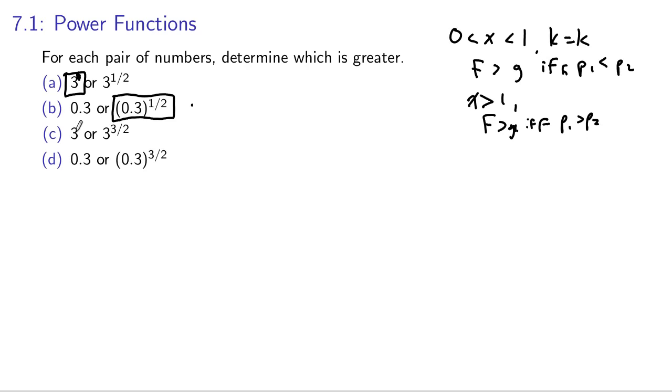Here we have bigger than 1 for the input, and so the one with the bigger power is the bigger, which is 3, since 3 is bigger than 1. And here we have a base between 0 and 1, which means the one with the smaller power will be bigger, which is 0.3.